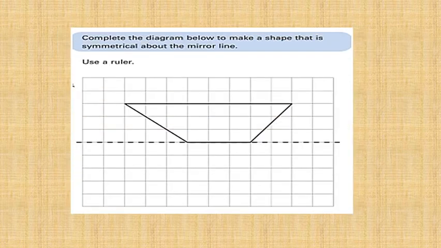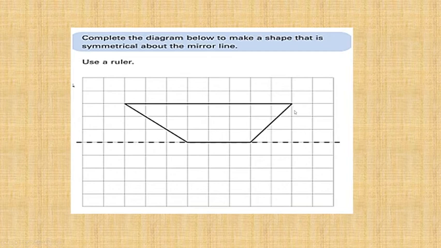So for the next question, complete the diagram below to make a shape that is symmetrical about the mirror line. Use a ruler. So here I believe that you have the reflection in year 6. So it's a very easy concept. So this is the mirror line, and I want to move this point starting from this point. So I will just count the number of steps to reach the mirror line.